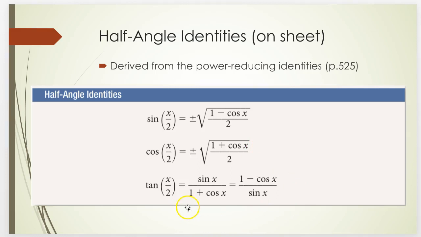So I did want to point out though that these tangent identities here are not on your sheet. The ones on your sheet look a little bit different. So pause the video at this point and add these to your sheet right where it says half angle identities, add them to the tangent choices. So now you'll have 3 choices for tangent.